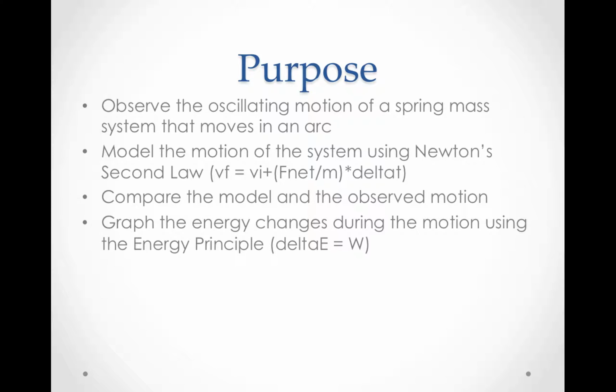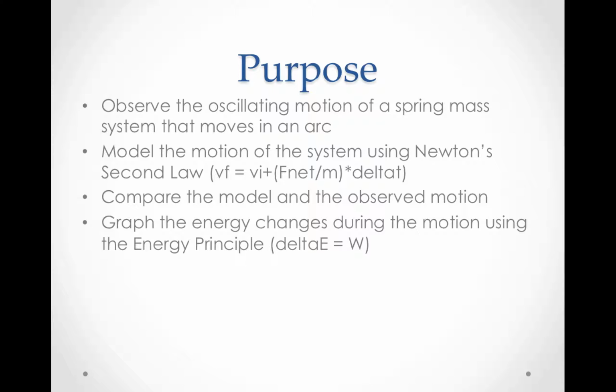The purpose of this lab was to observe the oscillating motion of a spring mass system that moves in an arc, model the motion of the system using Newton's second law, Vf equals Vi plus F net over mass times time, compare the model's predicted motion versus the observed motion, and graph the energy changes during the motion using the energy principle, delta E system equals work of the surroundings.